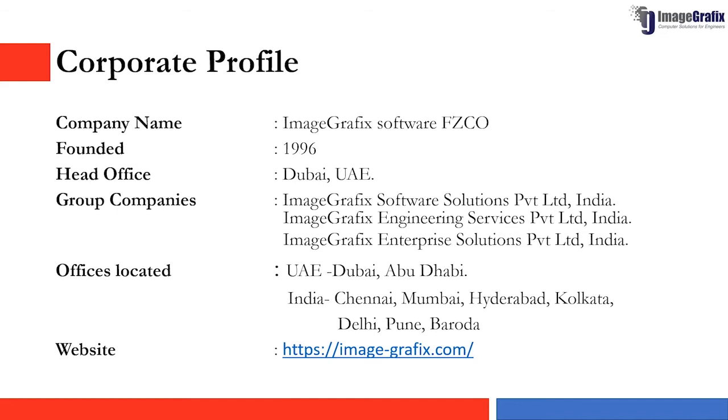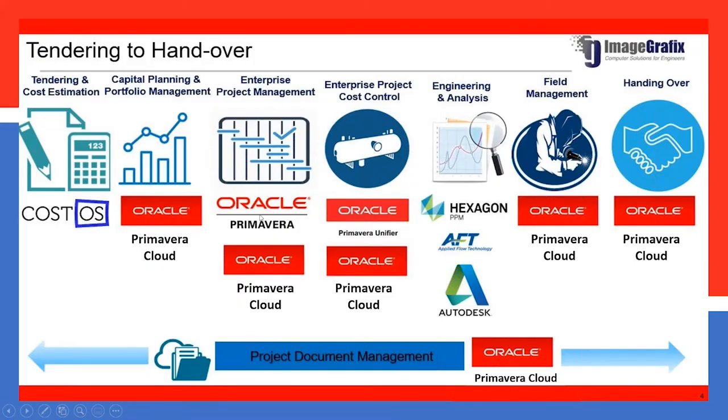Coming to our solutions, Image Graphics is a solution provider. We will help you provide the software starting from tendering till the handing over, of course. On the tendering and cost estimations, we deal with the product called Cost OS. It's basically to help you do the complete bid management and then estimation for you.